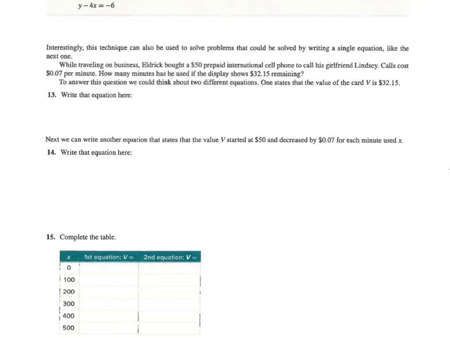One states that the value of the card V is $32.15. Write that equation here. Don't hurt yourself on this one. V equals $32.15. Next, we can write another equation that states that the value of V started at 50 and decreased by 7 cents for each minute used. And they're going to let X stand for the minutes used.